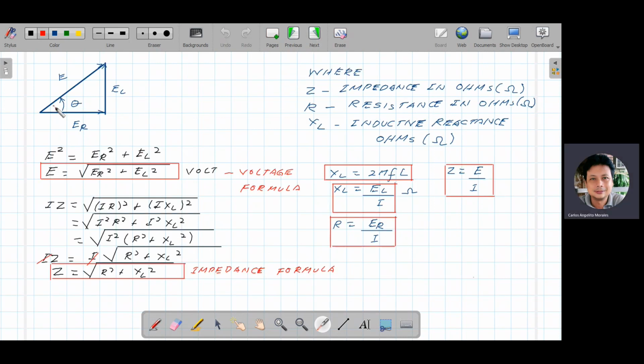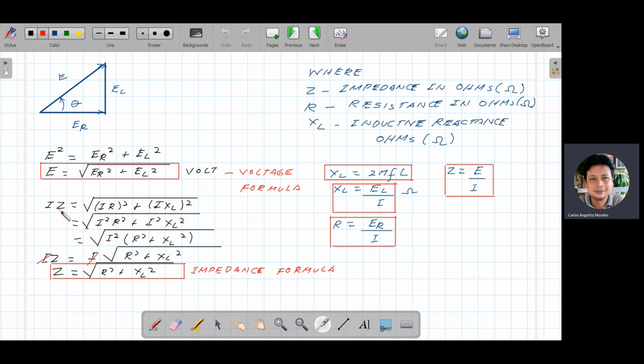So paano dine-derive yan? Ito yung parang Pythagorean. Gagamitan mo ng Pythagorean yan. Ito yung E, ito yung ER, ito yung EL. So, using Pythagorean, you have E squared is equal to ER squared plus EL squared. Or simply, square root of ER squared plus EL squared. No? Voltage formula yan.